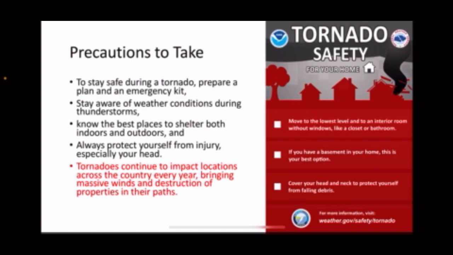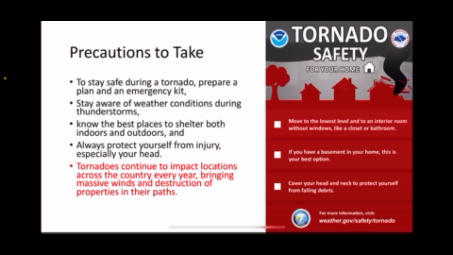And some precautions to take if you ever are in a situation where you might be living in a tornado area or a high-risk tornado area. To stay safe during a tornado, prepare and plan a safety emergency kit. Stay aware of weather conditions during thunderstorms. Know the best places to shelter, both indoor and outdoor. And always protect yourself from injury, especially your head.